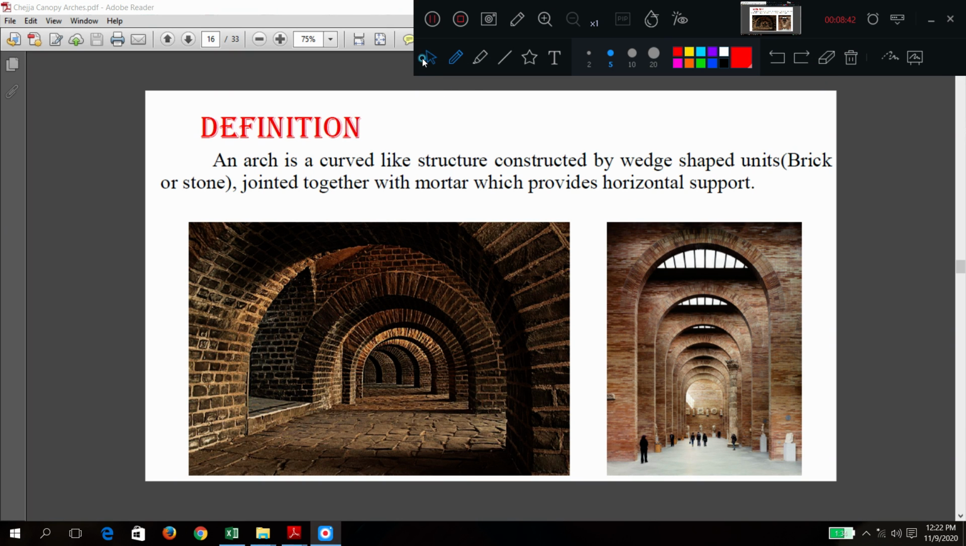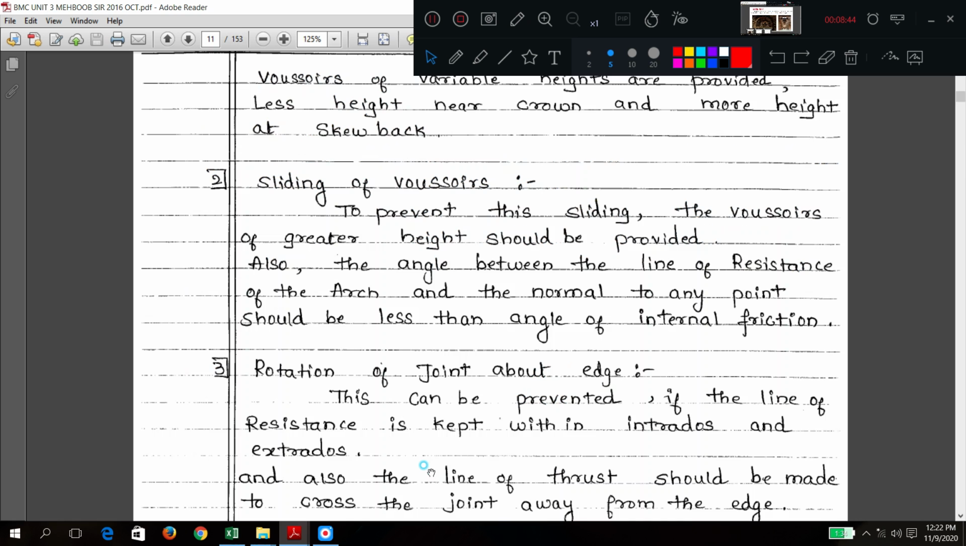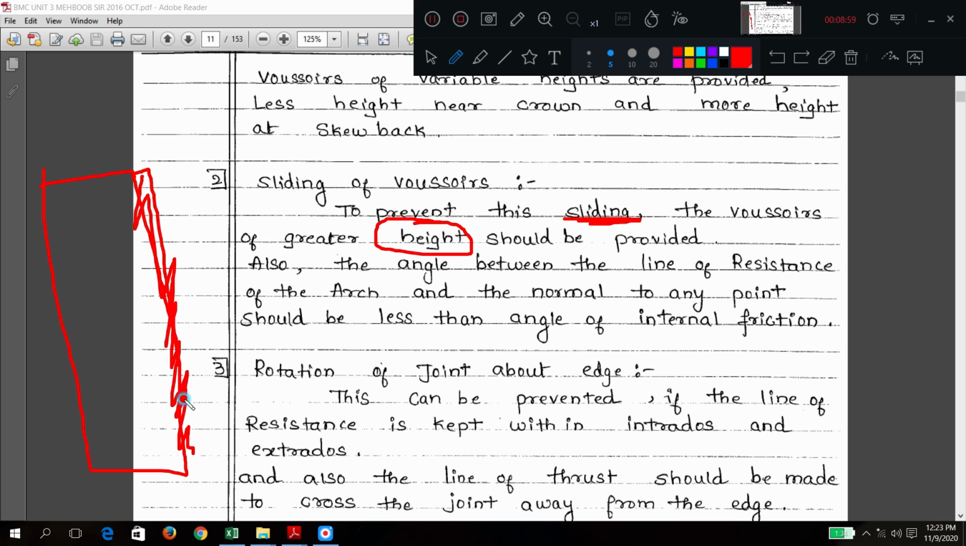To control that, what is the precaution? Here they have written: to prevent sliding, greater height of voussoir should be used. That is one common precaution. If there is more height of the stone, then you will get more frictional strength and a bigger mortar joint. Simple.